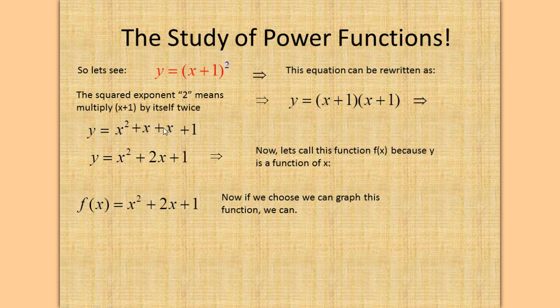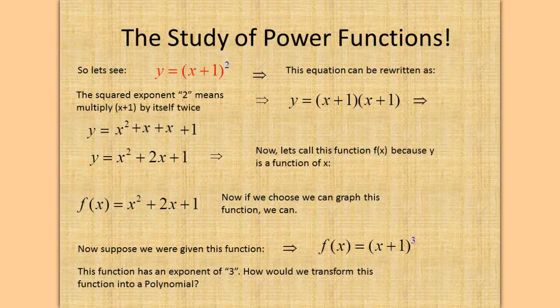So we gather our terms. We have x squared plus x plus x plus 1. Well, x plus x is 2x, okay? So now we have f of x. F of x is equal to x squared plus 2x plus 1. Now if we choose, we can graph this function.